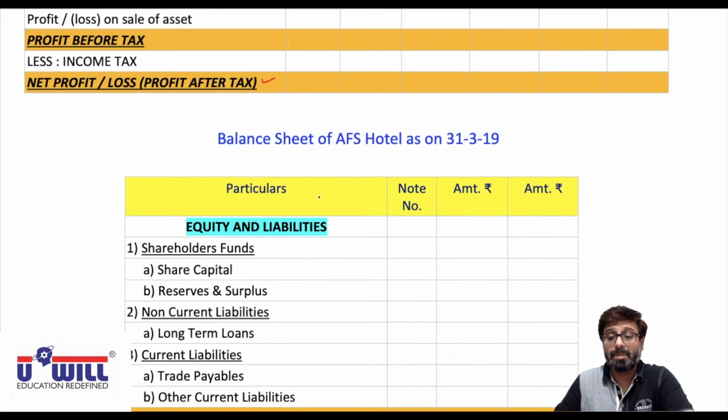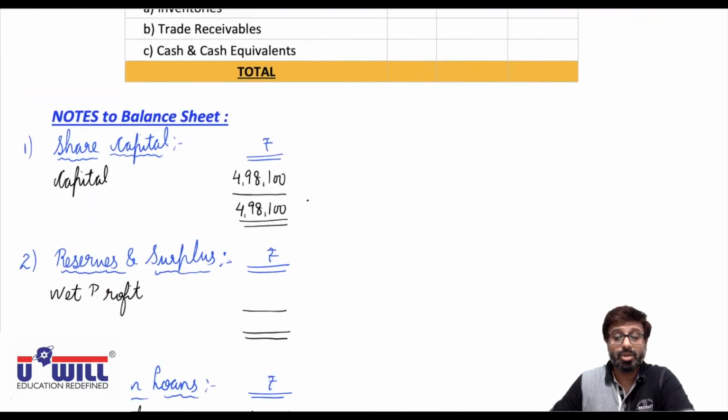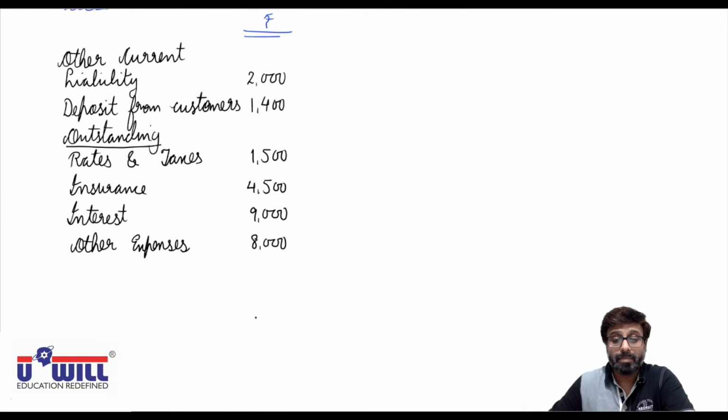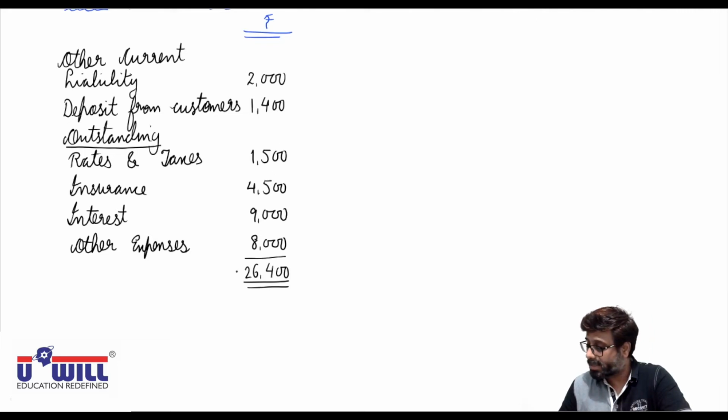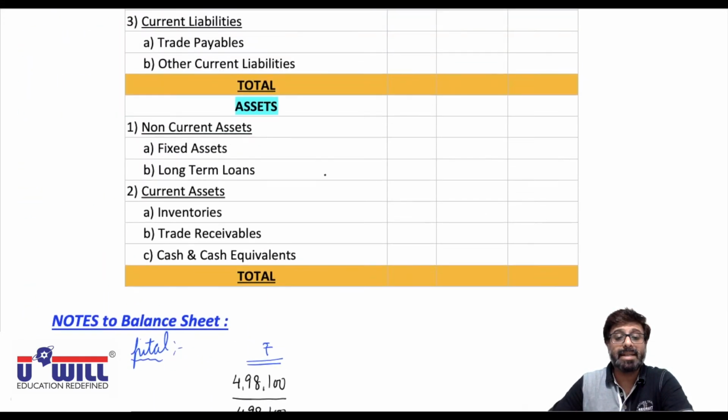Okay, any other items marked in the question as OCL? No, we don't have any other items. So total would be done. Total of other current liabilities: 2000, 3000, 4000, 8000, 17,000, 25,000, 26,400. Okay, total other current liabilities are 26,400. Did you understand this? So the liabilities side is all done.